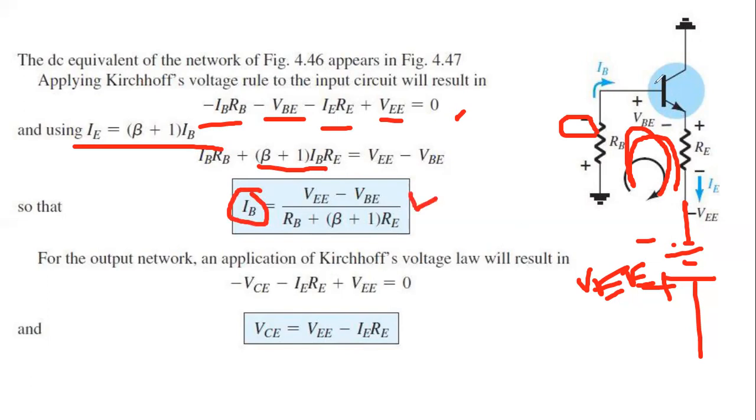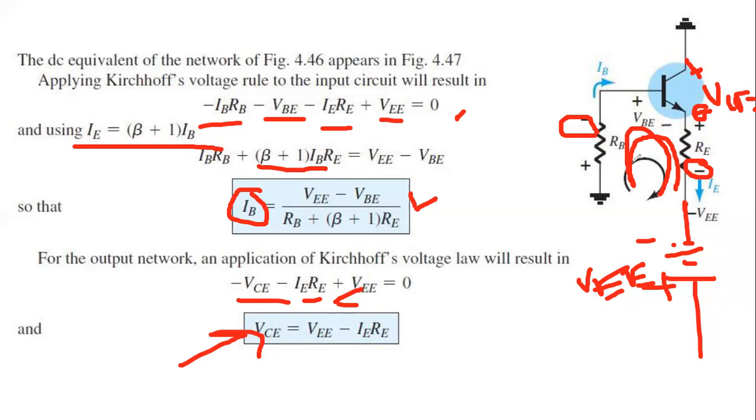In a similar way, we apply the KVL in the output side. Also, we know that from here we just apply the KVL. So this is the plus VCE, so the minus VCE, the minus IERE, and the plus VE. Just take the second sign, and at the time it will be plus minus VCE. So minus VCE minus IERE, and it will be plus VE. From here, you can also find out the VCE equals to VEE minus IERE.